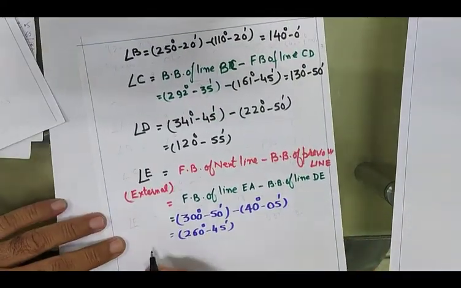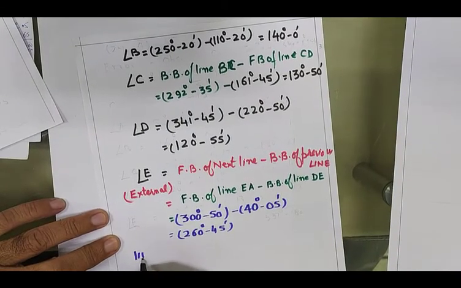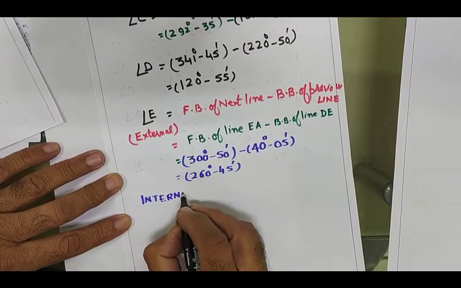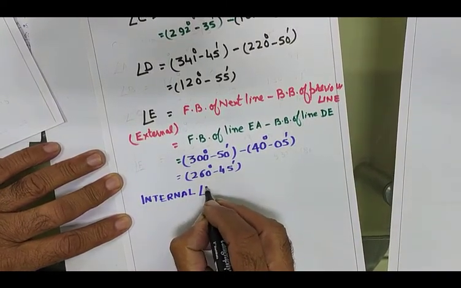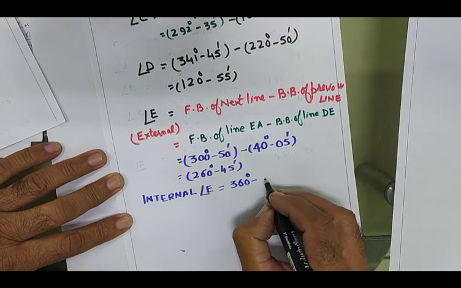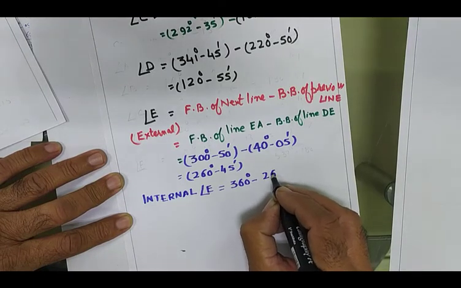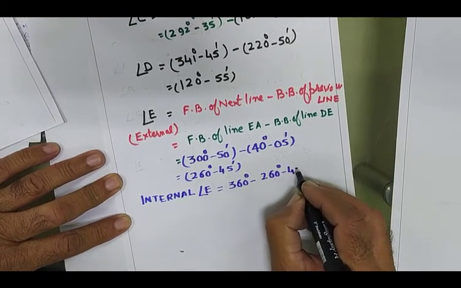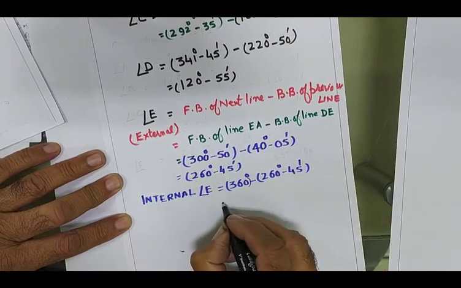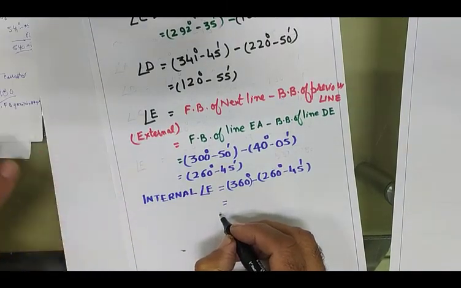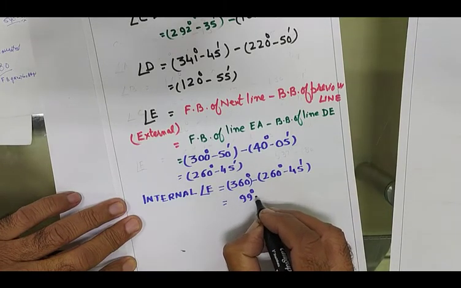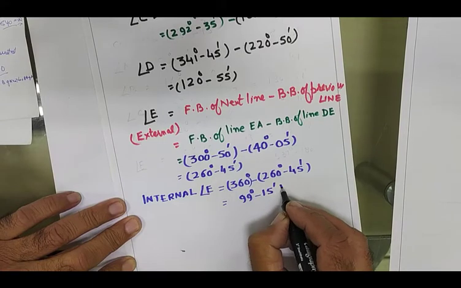For this, now you can write the internal angle E. So this can be equal to 360 degree minus 260 degree 45 minutes. Okay, this difference. So this angle E comes to be 99 degree 15 minutes. Okay, this is the angle.